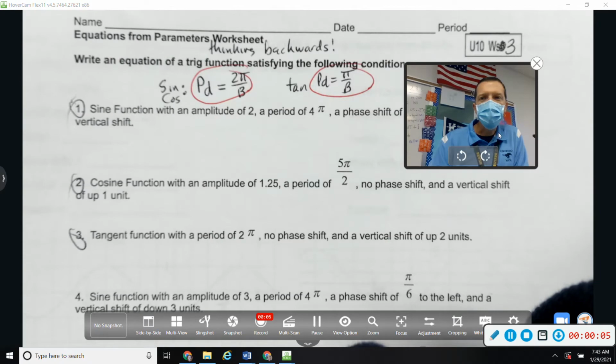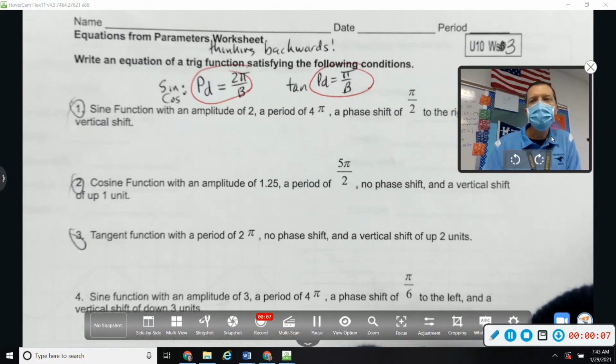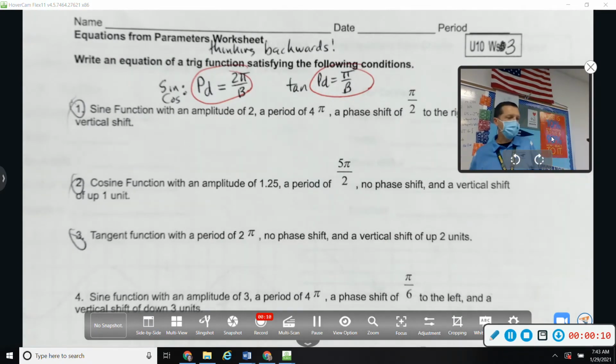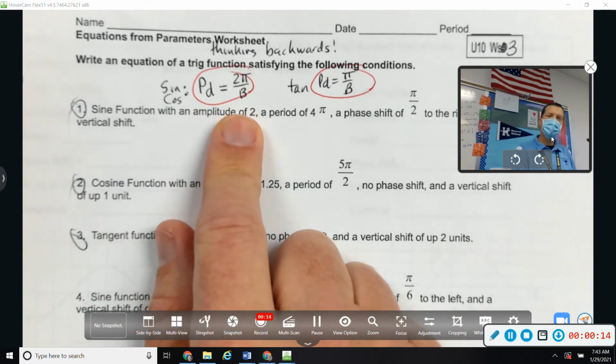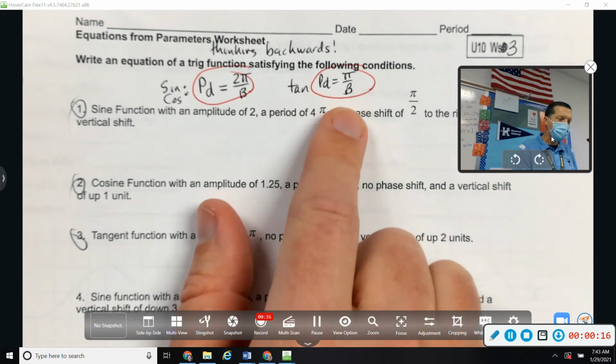All right, so let's look at worksheet 3. Really the only notes for today are reminders that to find the period for sine and cosine, it's 2 pi over b. To find the period for tangent, it's pi over b.